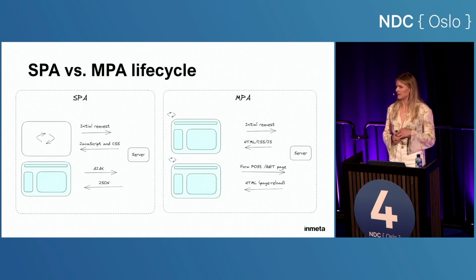So the key difference between a SPA and an MPA: in a SPA, everything loads initially, and only data in JSON format is requested for making updates, whereas in an MPA, the entire page reloads per request.